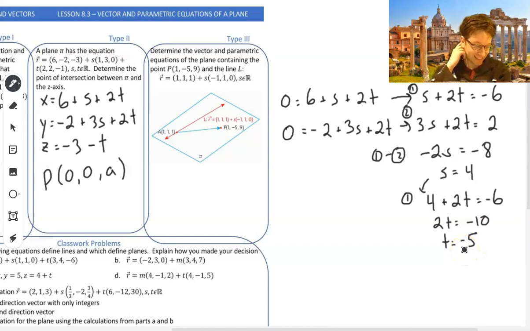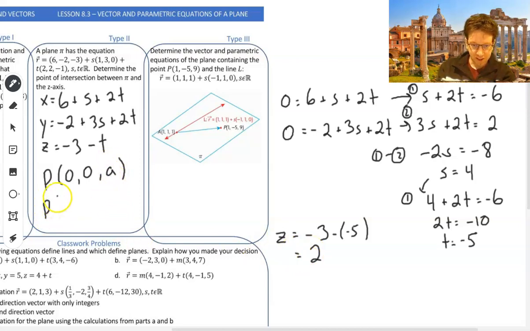So I know the values of s and t, which are required for those direction vectors to show us what the point will be where our plane intersects the z-axis. So let's take our third equation, z, and substitute what those values of s and t need to be. So for z, that's going to equal -3. We don't actually have an s term, but if you did, that's where you would use it. And then minus t, which is -5. So -3 plus 5 gives us 2. So our value of a is 2. So our point, therefore, is 0, 0, 2. That is where our plane will intersect the z-axis.